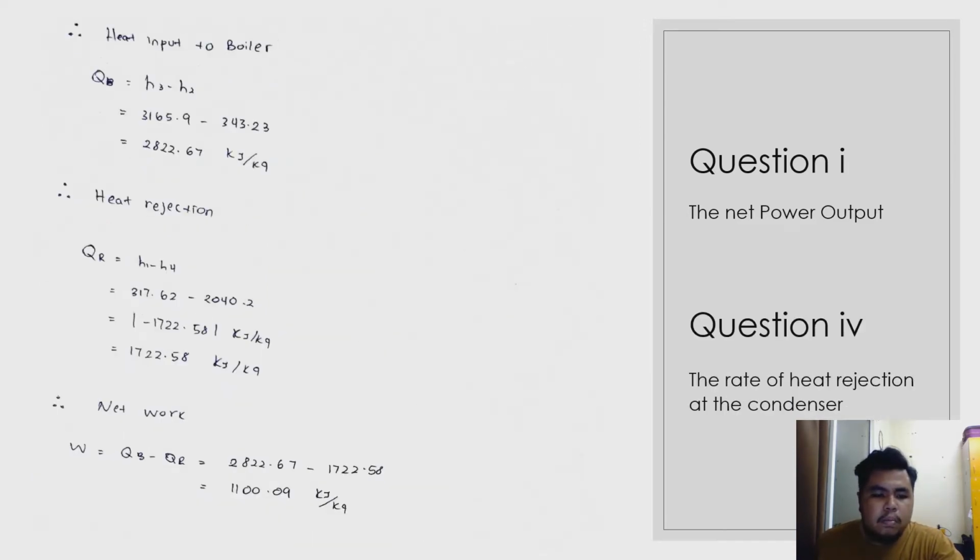I use the formula W equals to Q_B minus Q_R, or W equals to Q in minus Q out, because the net work output also can be determined from the heat transfer data alone. The four components of the steam power plant involve mass flow in and out, and therefore it should be treated as an open system.